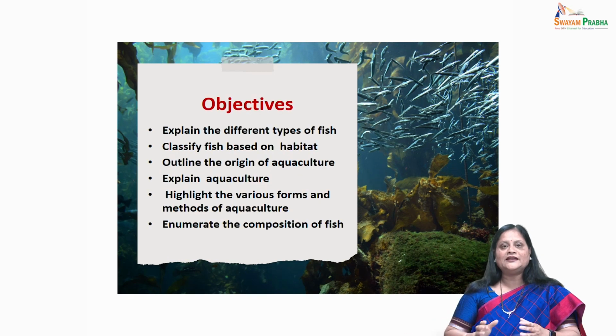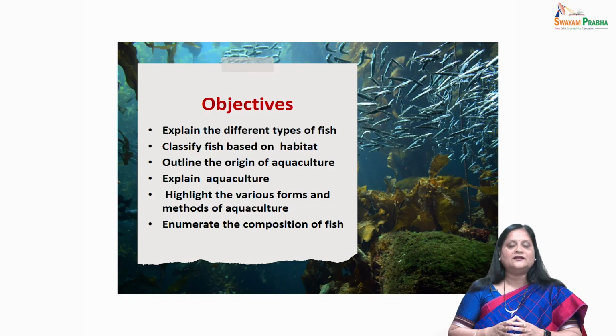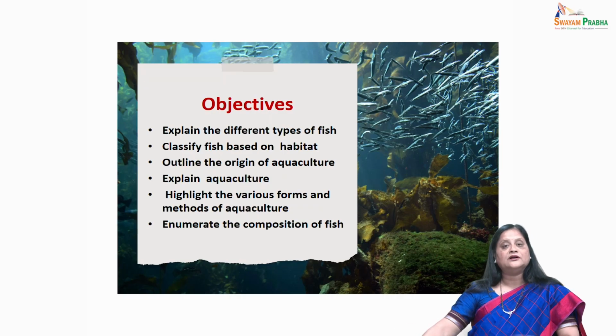Learners, the learning objectives of the present module are: explain the different types of fish, classify fish based on habitat, outline the origin of aquaculture, explain aquaculture, highlight various forms and methods of aquaculture, enumerate the composition of fish.